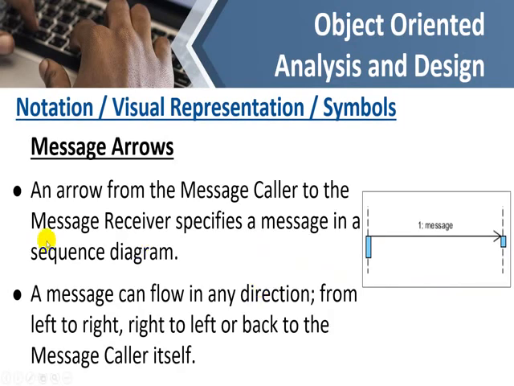Now, message arrows. An arrow from the message caller to the message receiver specifies a message in a sequence diagram. So here we can see this particular area from where we are starting some message, we are sending some message. It is initiation, we initiated something, and then this is the other object, it received the message. Okay, right? A message can flow in any direction: from left to right, right to left, or back to the message caller itself. So it can move like this, or it can be sent from this object to this one. So the direction can be according to the requirement.